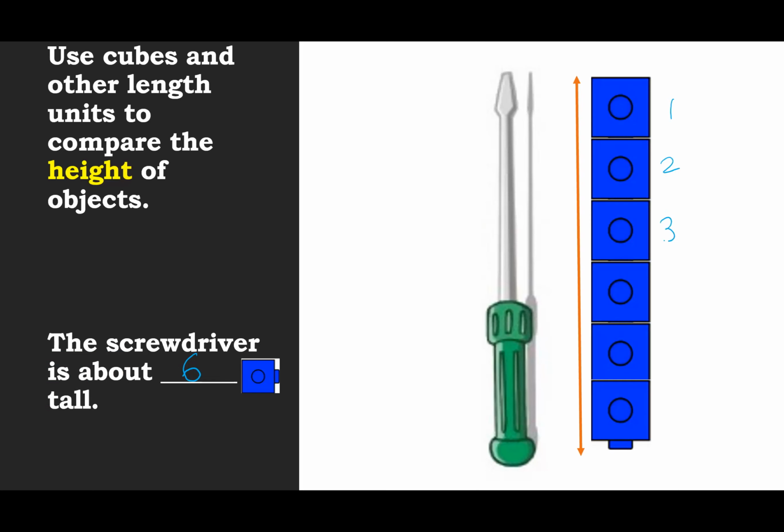1, 2, 3, 4, 5, 6. So this is how I measure the height, or I can say that the screwdriver is 6 cubes tall. Now, one thing you can see here is I have placed the cubes like a train. You remember I explained to you yesterday that when you align all the cubes together, it should be like a train. You should not leave any gaps in between, and you should also not collapse them, or you won't get the correct measurement. So do you understand now how you can use cubes to find the height of an object?